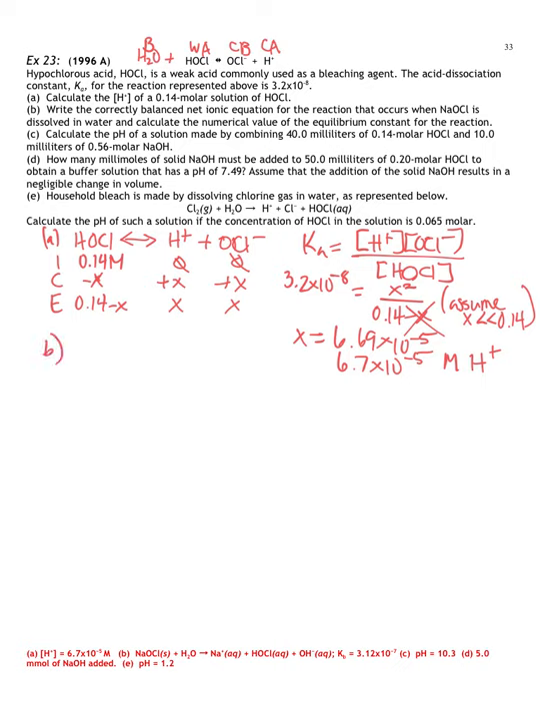In B, we are asked to write the correctly balanced net ionic equation for the reaction that occurs when NaOCl, or sodium hypochlorite, is dissolved in water. So this is a solid. And this solid, when it dissolves in water, and I'll put solid, is going to form two ions, Na plus and OCl minus. So sodium ion and hypochlorite ion.